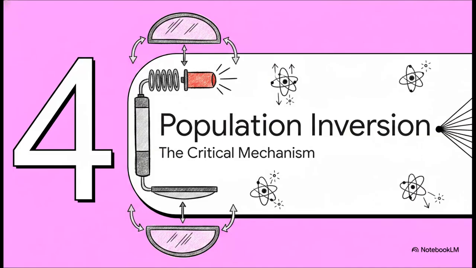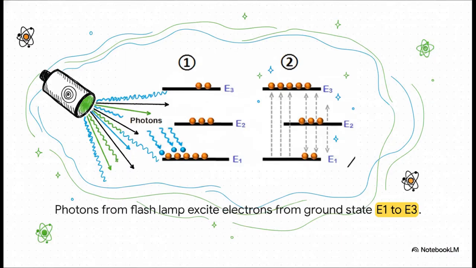Section 4. Achieving population inversion, the critical mechanism. So, how does a blinding flash of white light actually force these chromium atoms to create a concentrated beam? Well, it happens in 3 distinct quantum steps. First, the xenon lamp fires, releasing thousands of joules of energy in milliseconds. The chromium atoms inside the ruby specifically absorb the green and blue light. This massive influx of optical energy excites the electrons in the chromium ions, violently bumping them from their comfortable ground state, which we'll call E1, all the way up to a highly excited energetic state, E3.